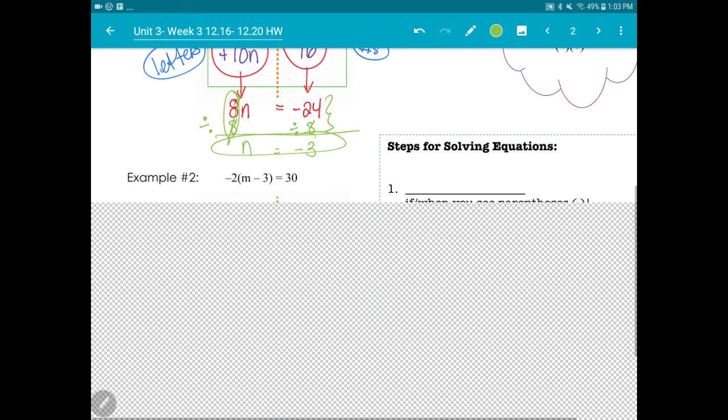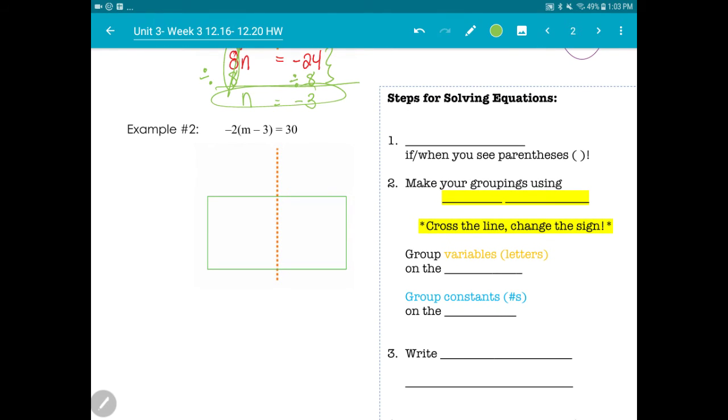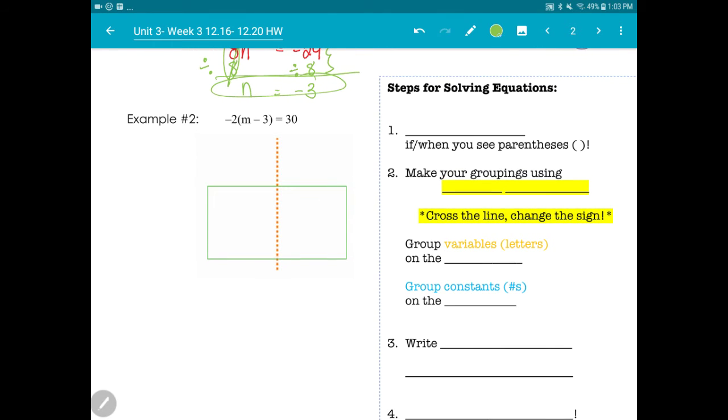All right, so go ahead and try example number 2. All right, so here we go. When you distribute example 2, you should get this for your left side, and our right side stays 30. And then again, furthering my simplification, you should get negative 2m plus 6 on your left side.